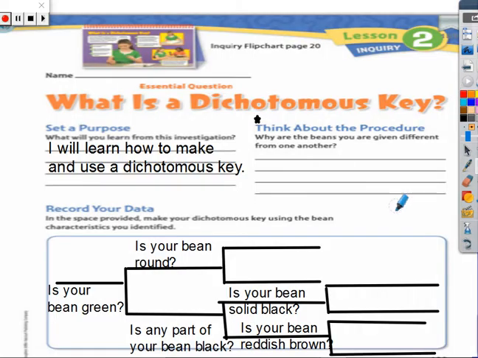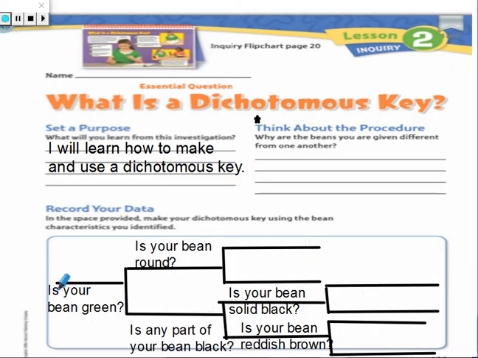So I helped you out a little bit here. And I made a dichotomous key. You always start right here, and you start with the broadest question. And I said, is your bean green? So if it's a yes, then you move on. If it's a no, then it just stays there.